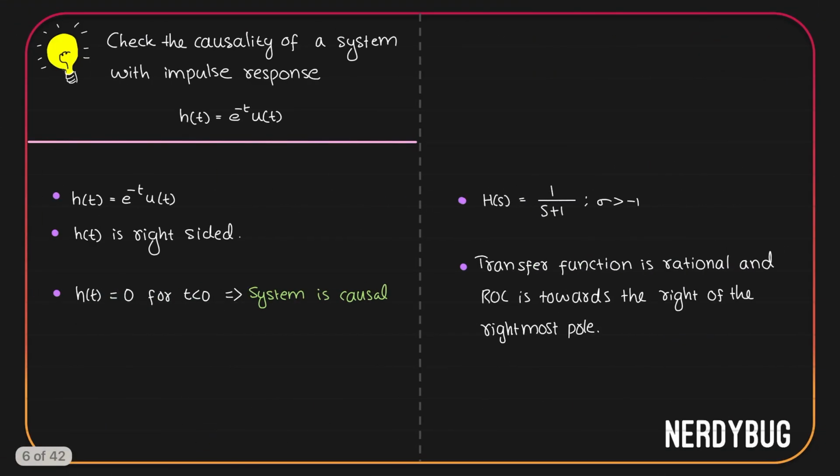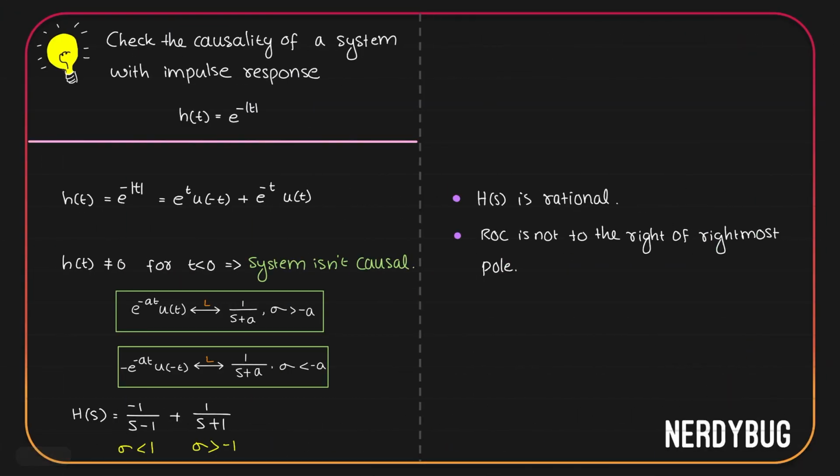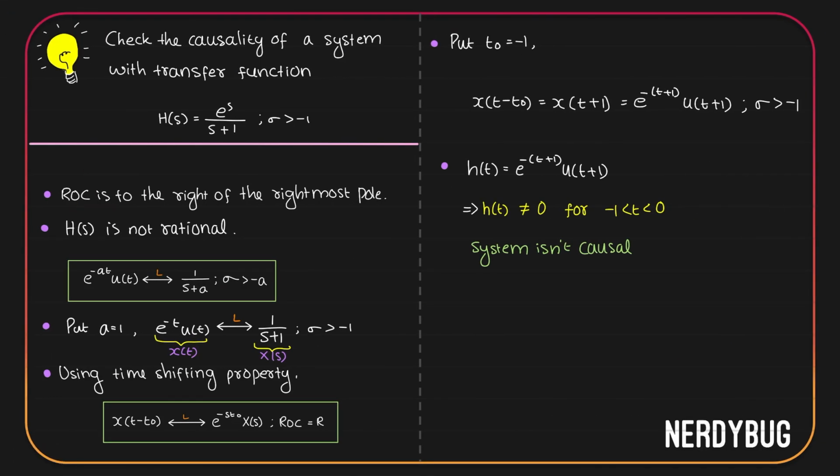In the first example, the transfer function was rational and the ROC was towards the right of the rightmost pole, and we got that the system is causal. In the second example, H of s was rational, but the ROC was not to the right of the rightmost pole, and we got that the system is not causal. In the third example, the ROC was towards the right of the rightmost pole, but H of s was not rational.